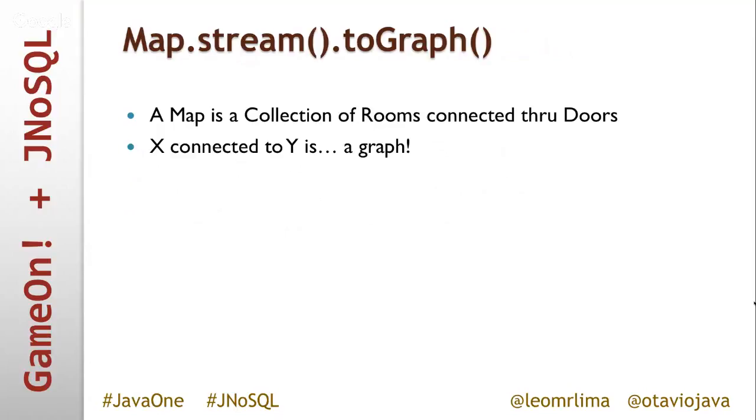I was talking with Erin about this, and I've been working with maps, not Game On maps, but geographical maps, for a while, and I really thought, well, you can think of maps as a graph, because a map is a collection of rooms connected through doors, or a collection of places connected through roads. You can do pretty much a representation of a map with a graph.